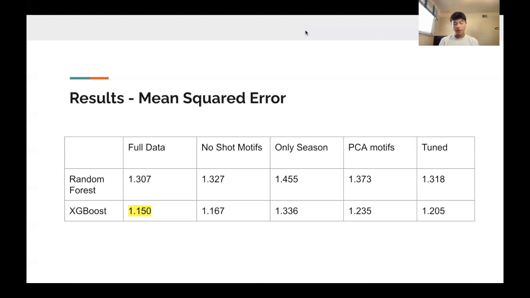And the inclusion of the shot motifs was important, as you can see that with the data set without the shot motifs, the error went up for both random forest and XGBoost. Inclusion of the shot motifs was important because it showed players' involvement in goal creating chances, which is a big feature of how much they are worth in the market.